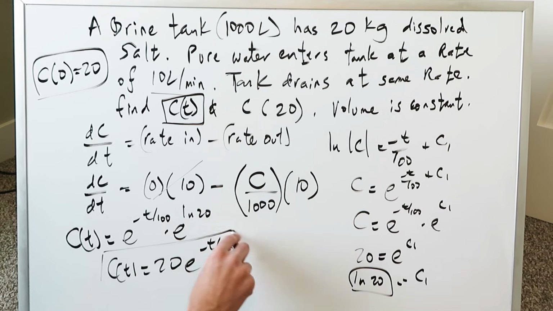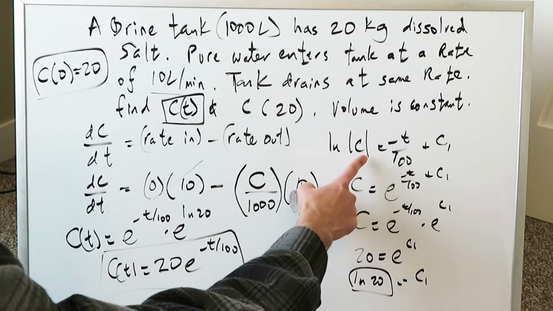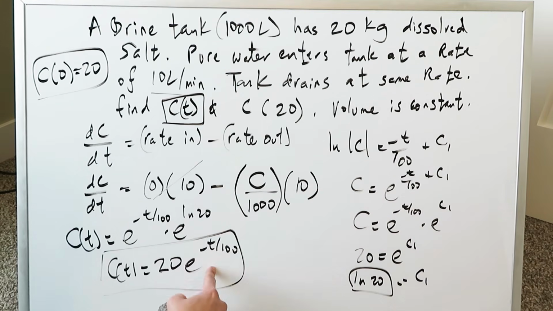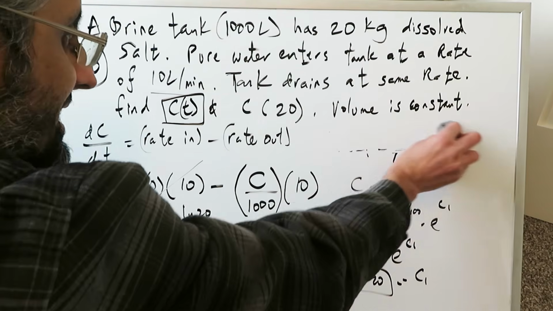This right here is my function, and this answers this part right here. What's concentration at time t? It's this. I prefer to look at this type of equation in this form with the constant of integration brought into play right here as 20. So now let's answer our next question.